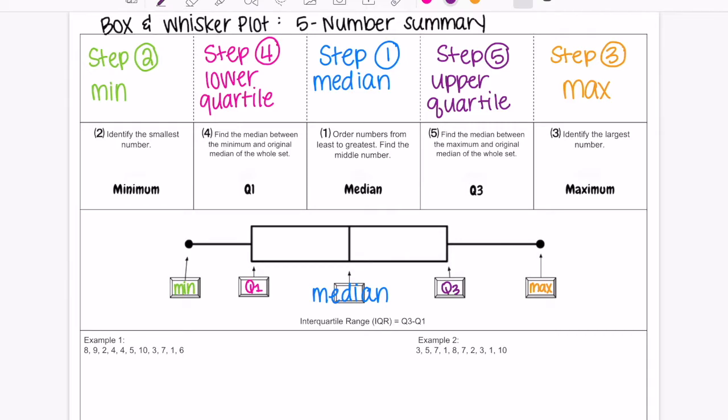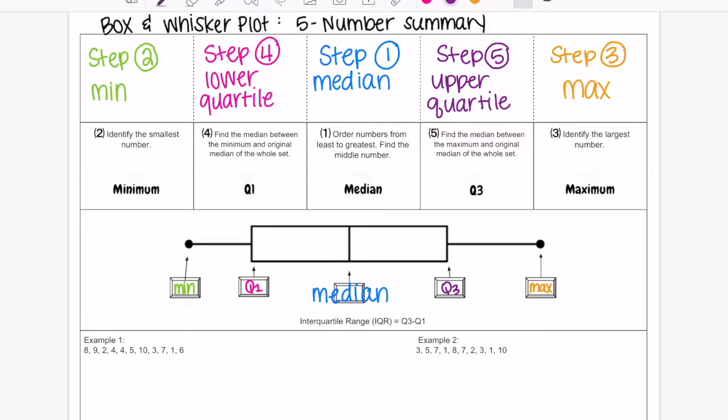So your box and whisker plot, of course the box is here, and the whiskers are the line segments to the left and the right. So this is called the 5-number summary, which is how you would draw your box and whisker plot.